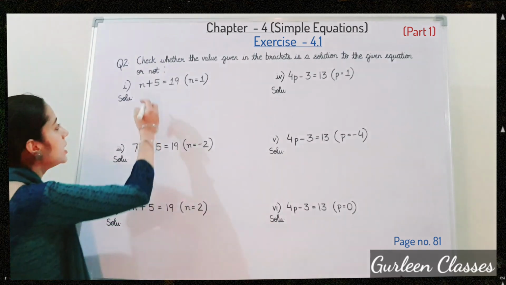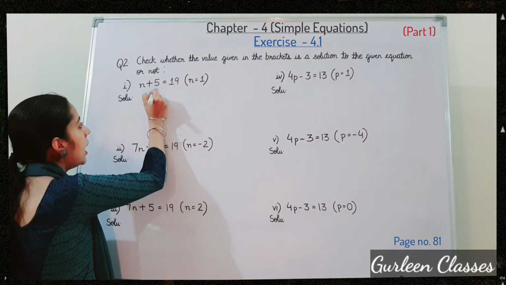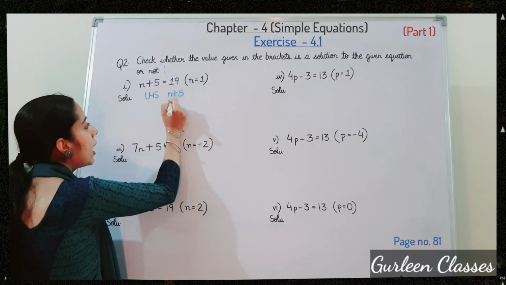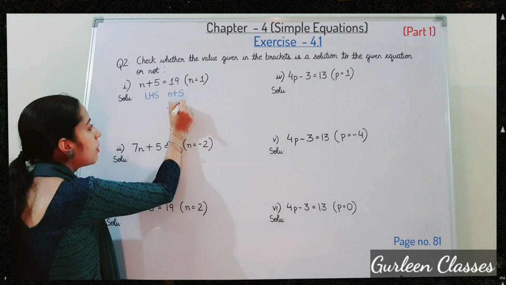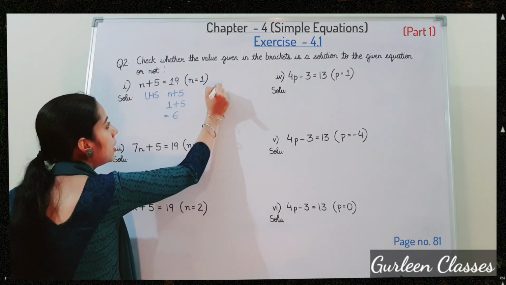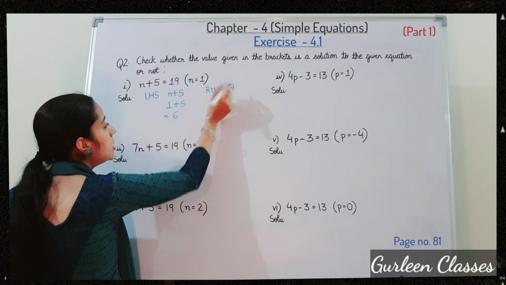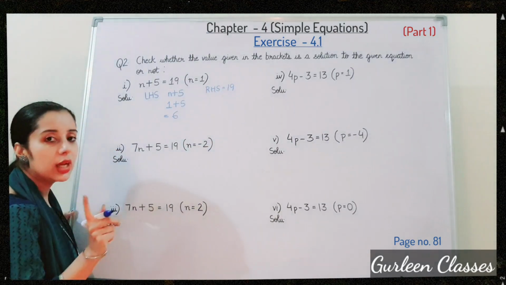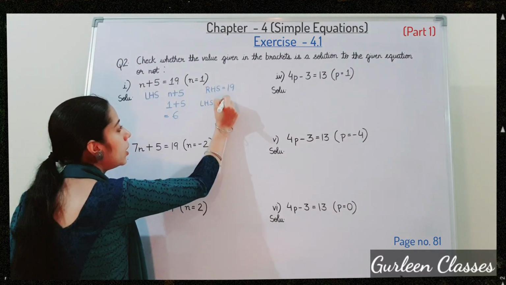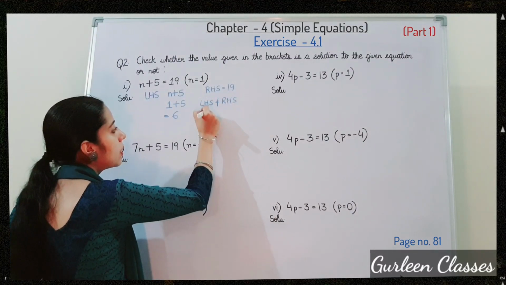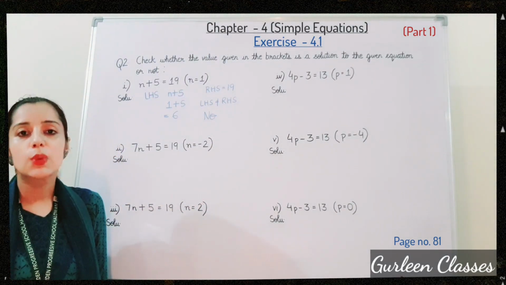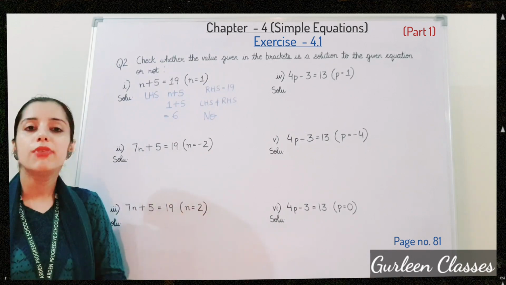So let us solve LHS. Right here, LHS, that is n plus 5. N value is 1. 1 plus 5, that is equal to 6. And what is RHS given? RHS is 19. So LHS and RHS are not equal. So let us write here, LHS is not equal to RHS. So answer is no.